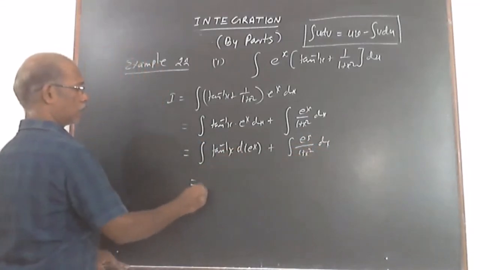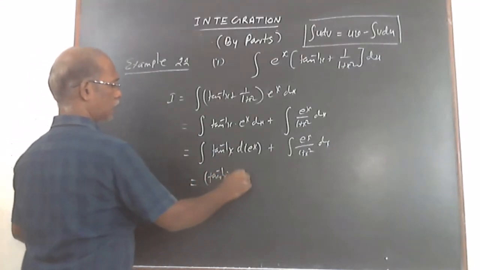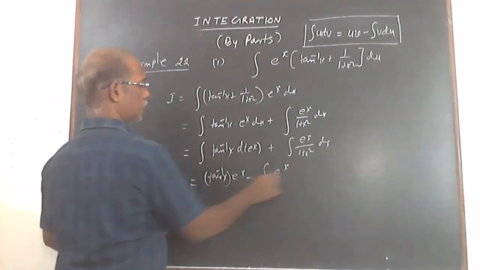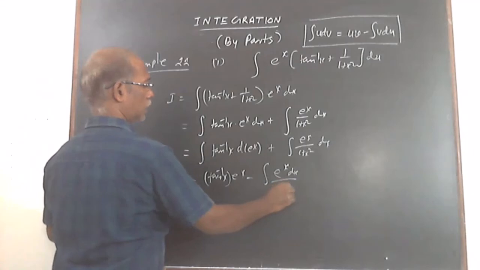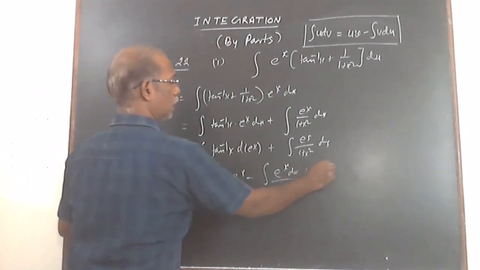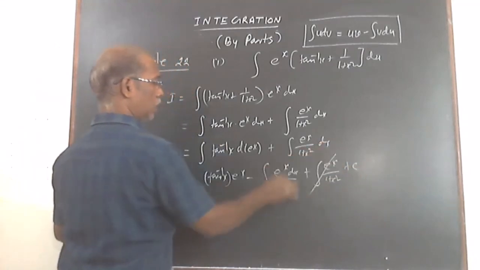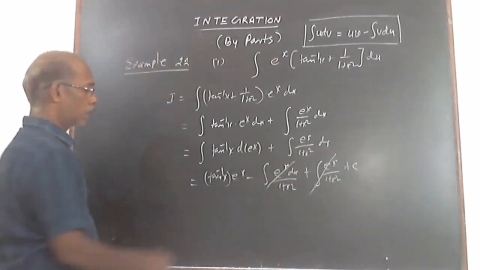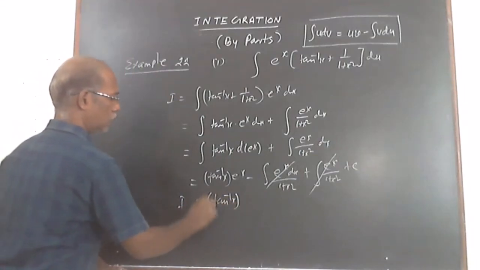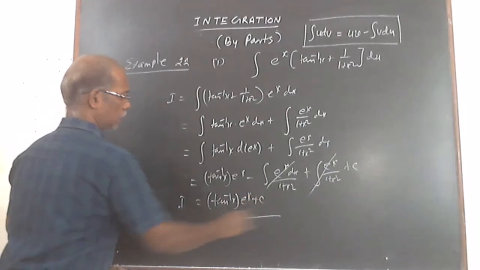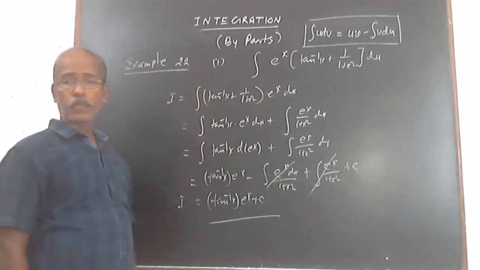Applying by parts, tan inverse x into e power x minus the integral of e power x, differential of tan inverse x, dx by 1 plus x square, and plus the integral of e power x by 1 plus x square, with the integral constant. This will cancel. Then the final answer is tan inverse x into e power x with the integral constant. This is subdivision 1 of example 22. Go through it.